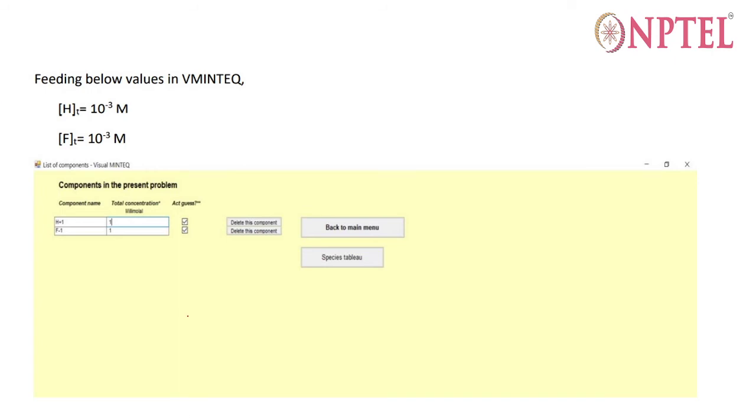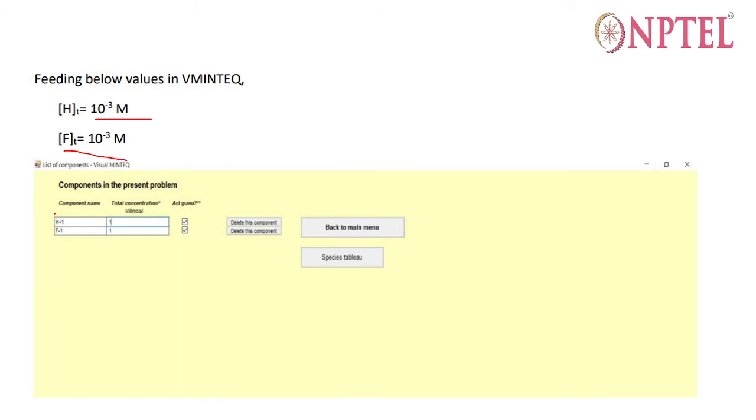So I am getting two equations here. So V min tech we can get here. So you just first write here what is the H total, that is the H ion concentration, that is nothing but 10 to the power minus 3 molar, and then what is the fluoride ion concentration, that is nothing but 10 to the power minus 3 molar.